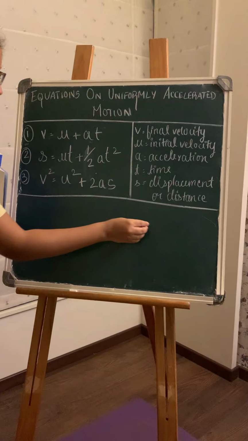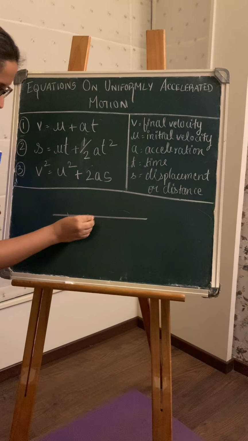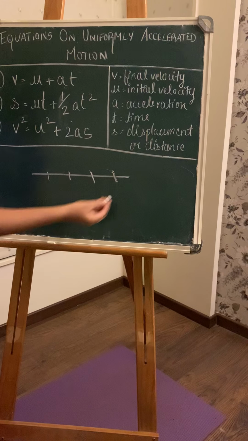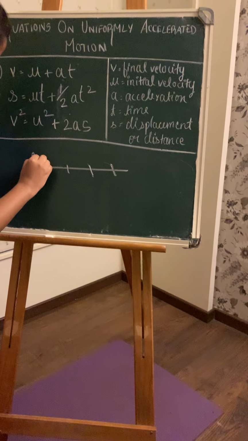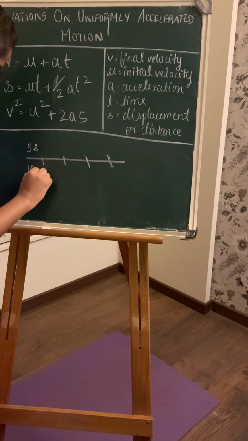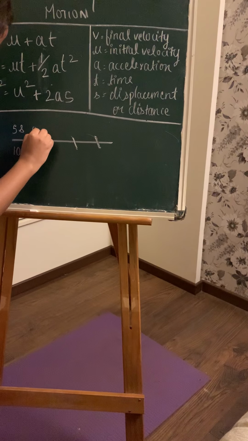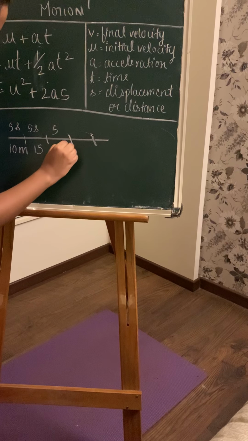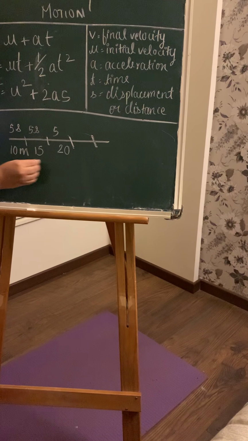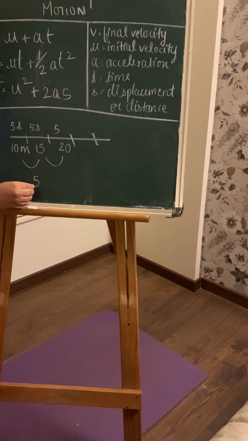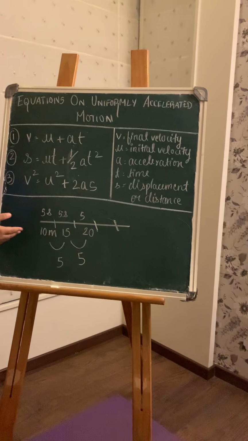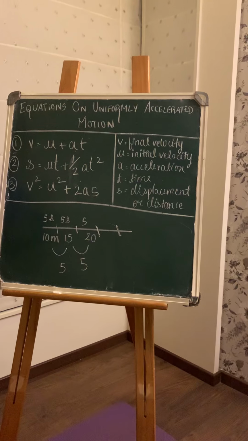Just as a reminder, uniformly accelerated motion is when an object accelerates equally. Like in 5 seconds, it covers 10 meters, and in the next 5 seconds, it's 15 meters, and in the next 5 seconds, 20 meters. See, the acceleration is increasing by 5. So it's accelerating uniformly. Only in such cases, these equations can be used.